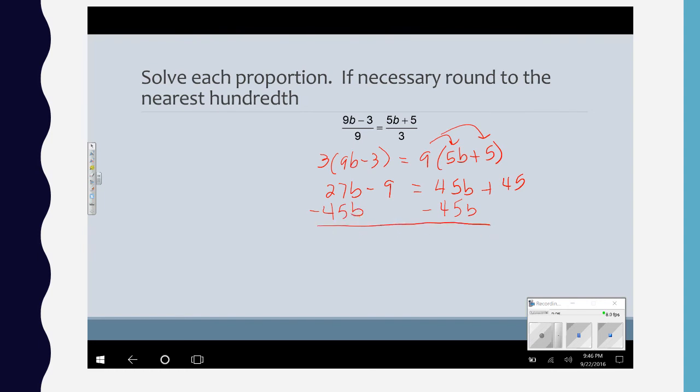And that is going to give me negative 18b minus 9 equals 45. I'm going to add 9 to both sides. So that gives me negative 18b equal to 54. And then if I divide by negative 18, b is going to equal, I'm going to double check on my calculator because you guys know me in basic math, negative 3.